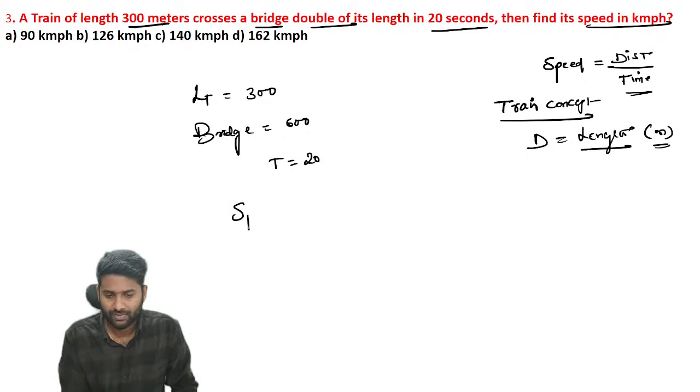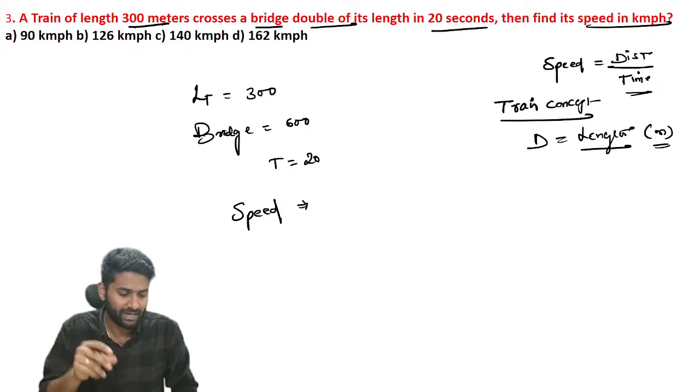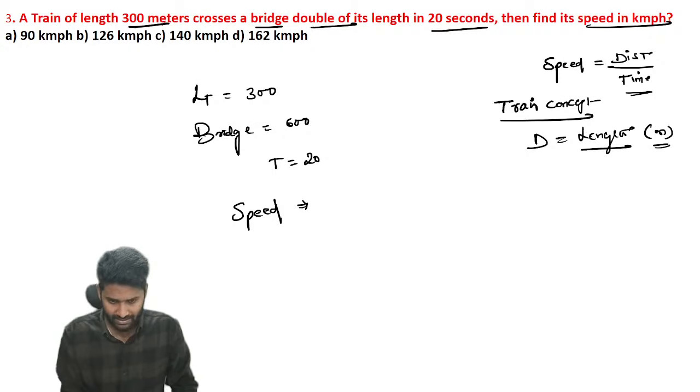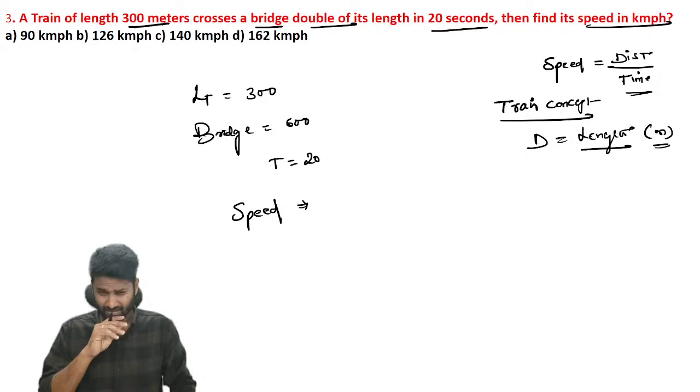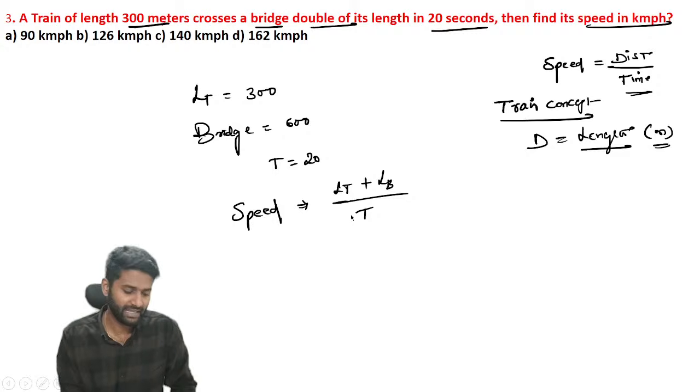Find the speed. So remember that if any train crosses a person, then the speed of the train is equal to the length of the train divided by the time taken to cross that person. In the same way, if the train crosses a bridge, then the speed of the train depends on the length of the train plus the length of the bridge divided by the time taken to cross this platform. And we already covered this concept in my previous video for the entire trains concept.